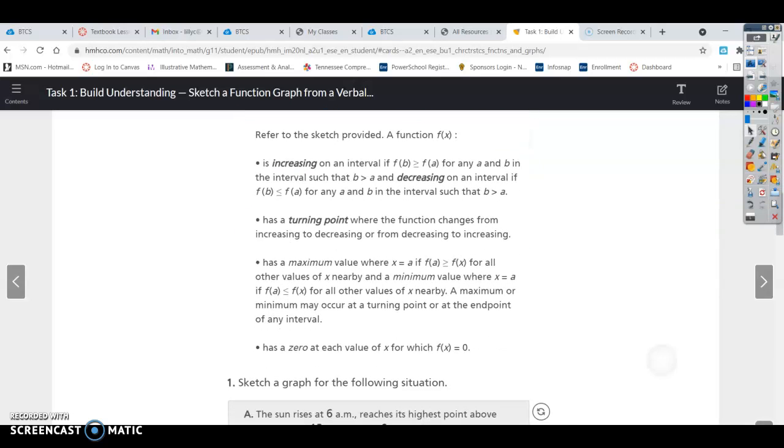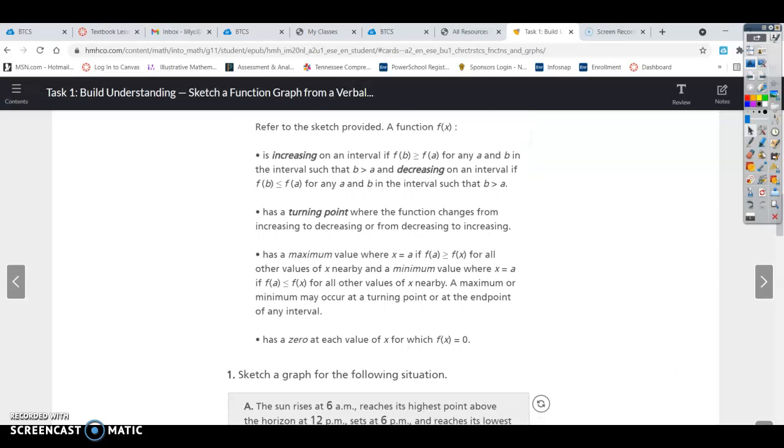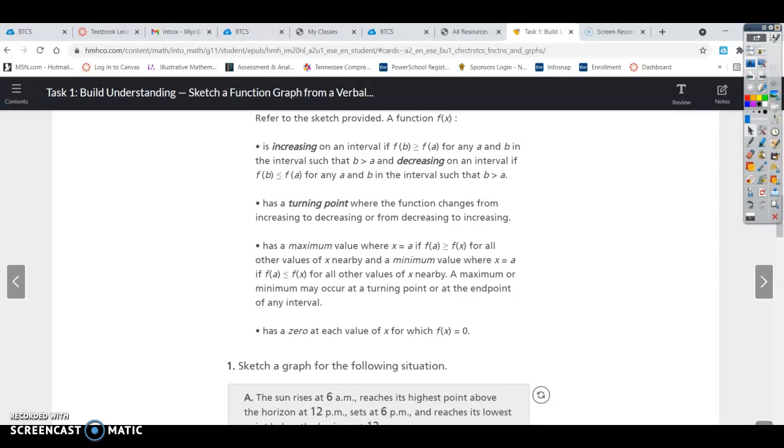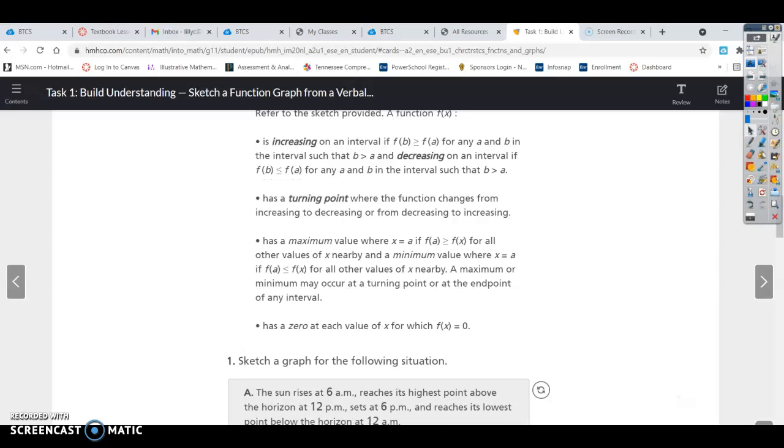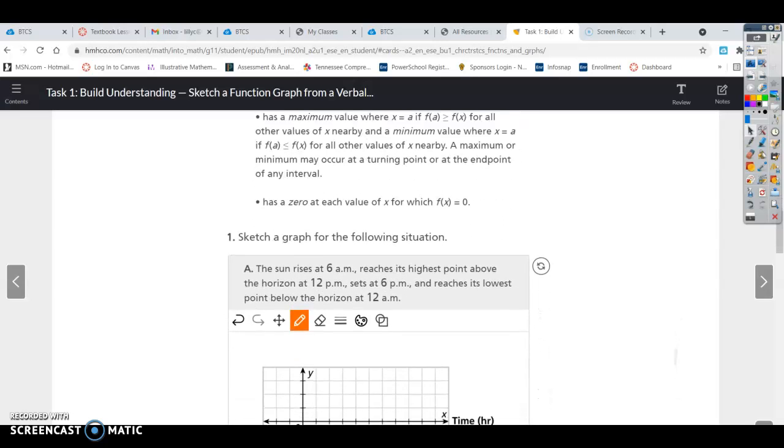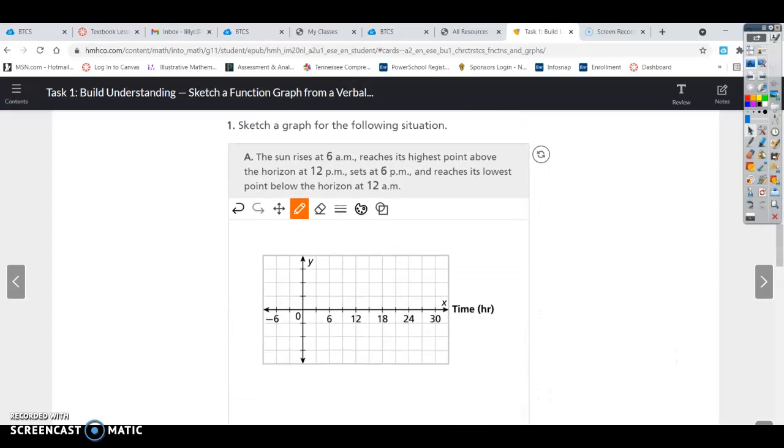A function f of x. All right, it goes through a couple definitions here. Make sure you know these definitions: increasing, decreasing, turning point, maximum, and minimum are all very important things that you need to know. All right, sketch a graph for the following situation.